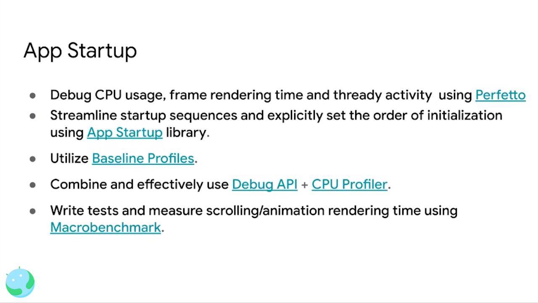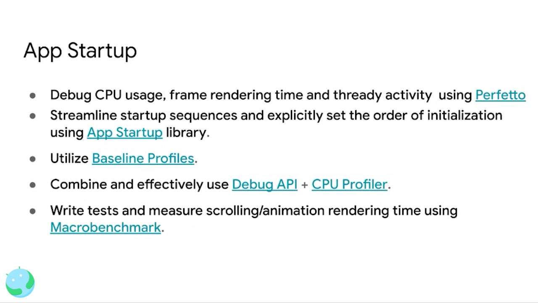Then I talked about the CPU profiler. If you really want to trace just a method, try the debug API. Combine the debug API and CPU profiler. You might know a few places where something is taking longer. You can use the debug API, just add some trace points only for that method, and then you can analyze these in the CPU profiler.